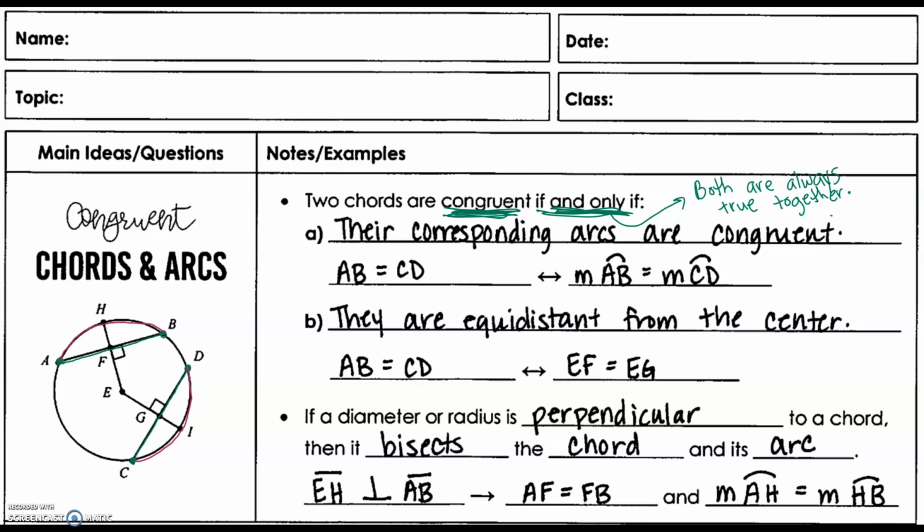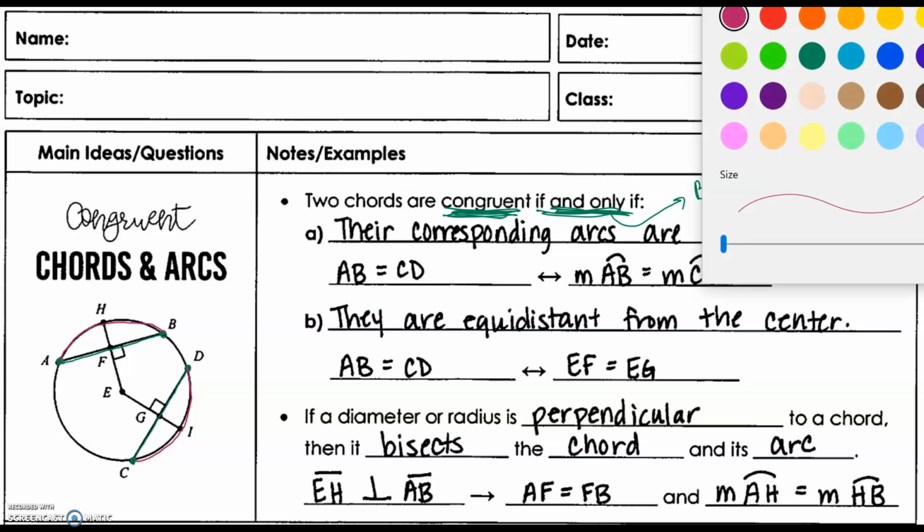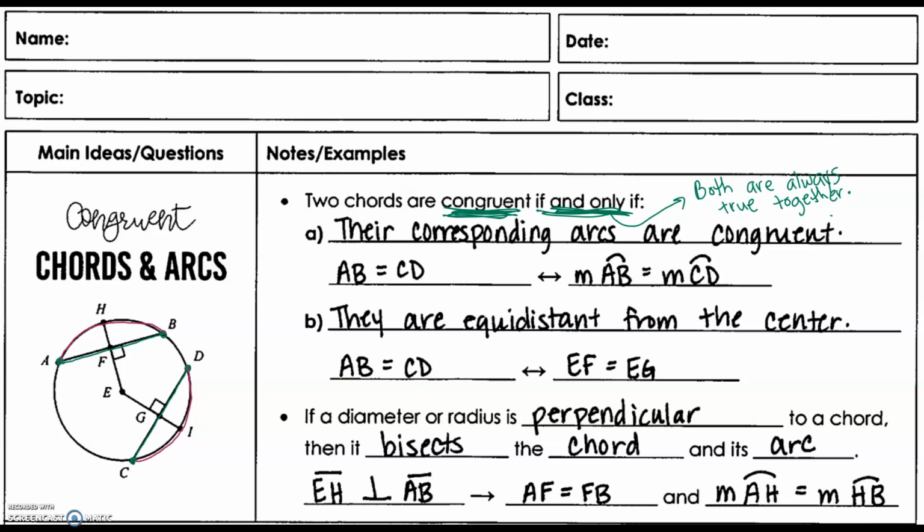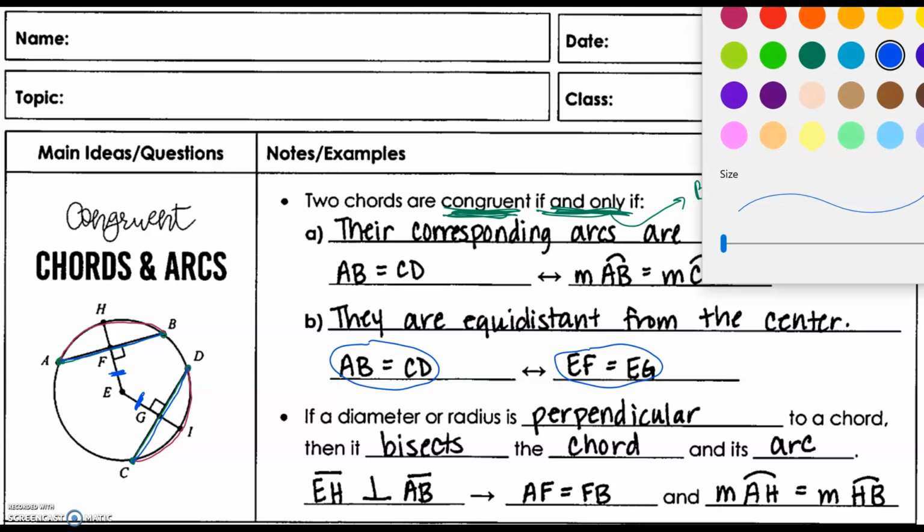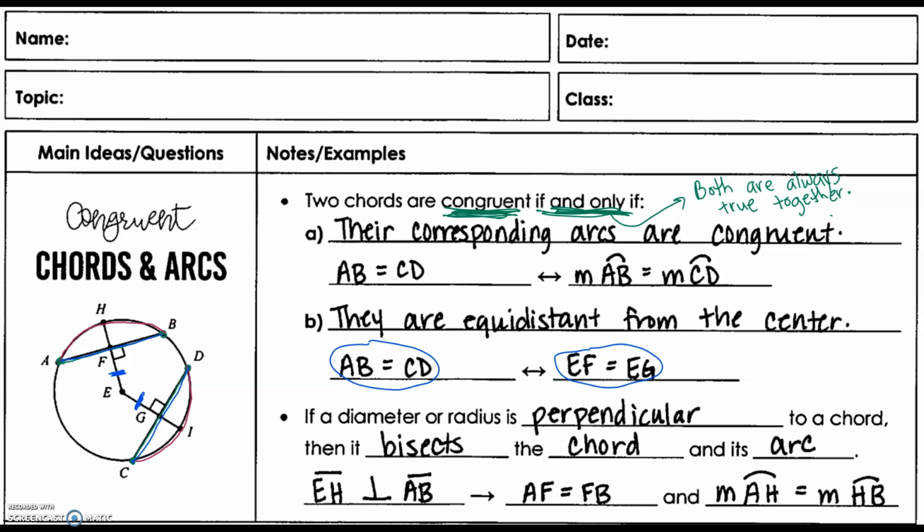Then there's also this thing that says they are equidistant from the center. So that means they are the same distance from the center. So if AB is equal to CD, which we know, right? AB and CD are congruent. Then EF is equal to EG. So this little piece is congruent to this little segment here. So basically, the corresponding parts are congruent, just like when we did right triangles and similar triangles.